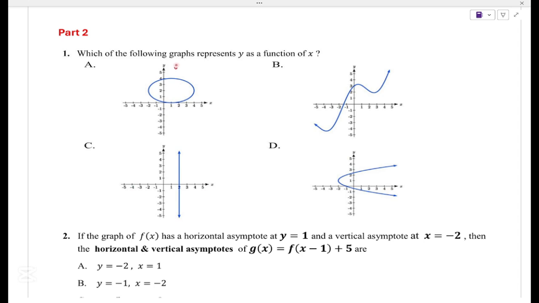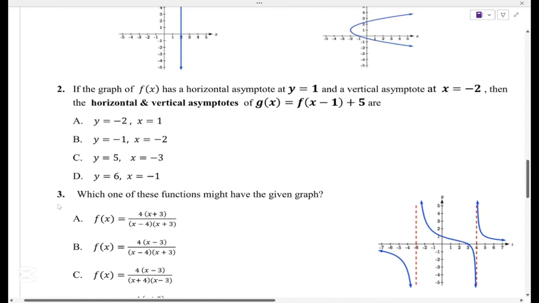In letter A, if I do the vertical line test, it will intersect at 2 points, so this is not a function. In letter C, if I intersect a vertical line, it will intersect in infinitely many points. In letter D, if I intersect a vertical line, it will intersect at 2 points. And then letter B, if I intersect a vertical line in any part of this graph, it will intersect at only 1 point. So it means the answer is letter B.